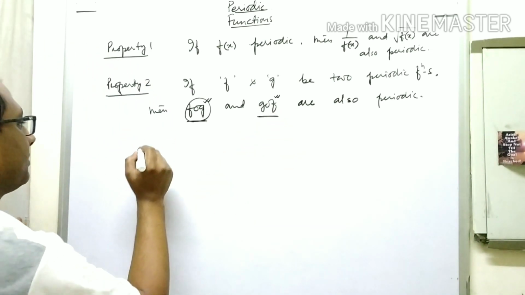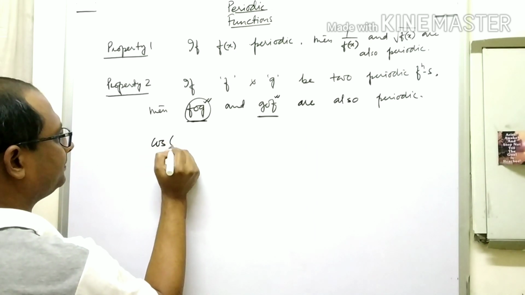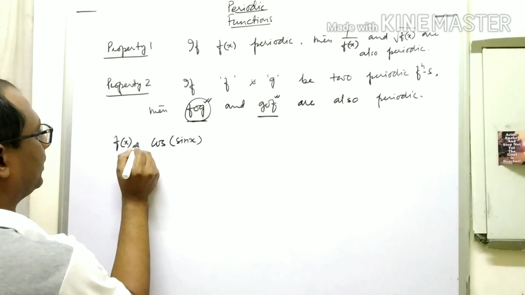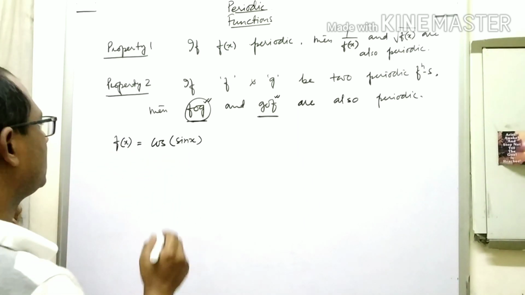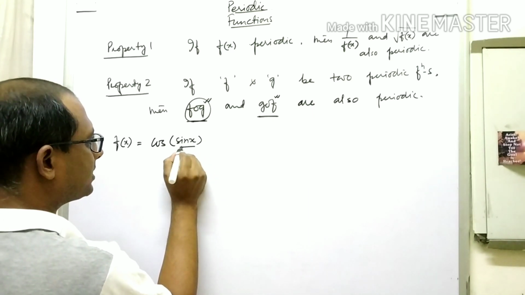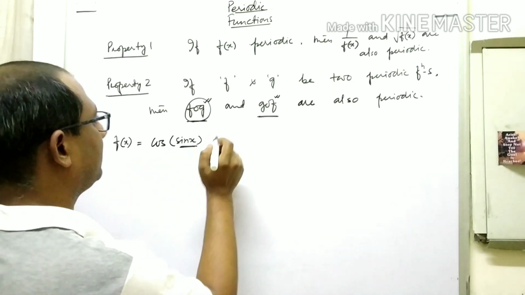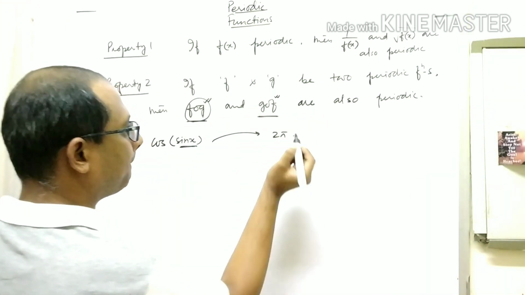Let me take one example. Suppose I am taking cos of sin x. Suppose I have to find out the period of cos of sin x. So what will it become? Sin x का period क्या है? 2 pi.